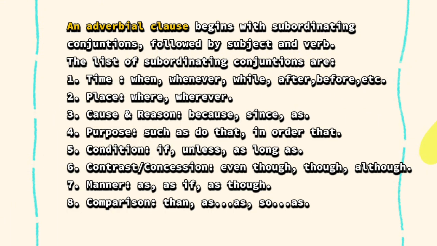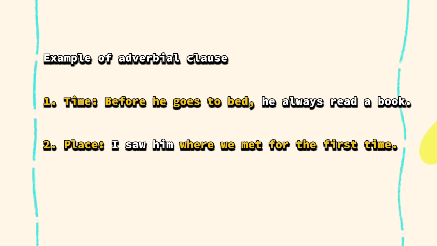The first is subordinating conjunction of time, such as when, whenever, while, and the second is place, like where and wherever, and the third is cause and reason, purpose, condition, contrast, manner, and the last is comparison. You can see them on the screen. There are 8 types of adverbial clause, however, I've only described 2 of them.